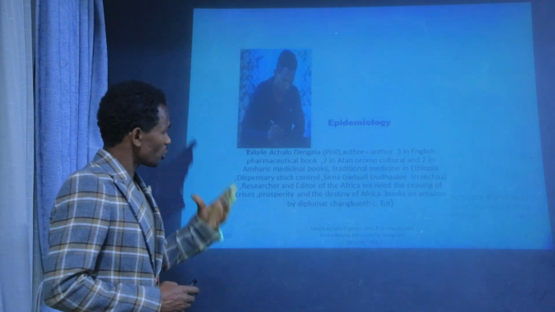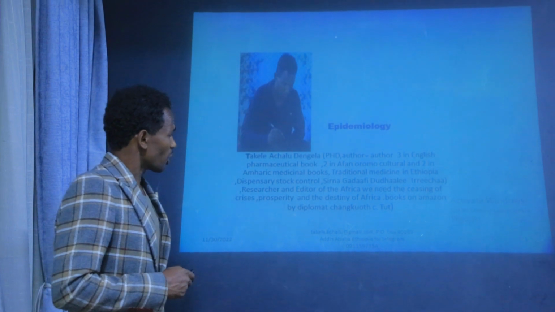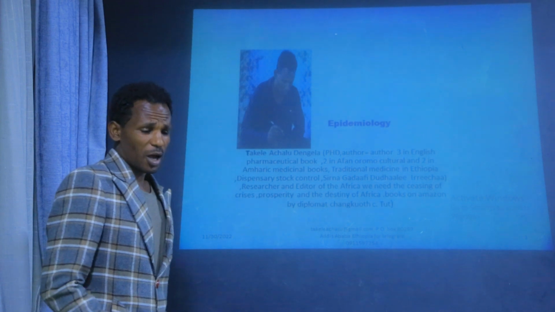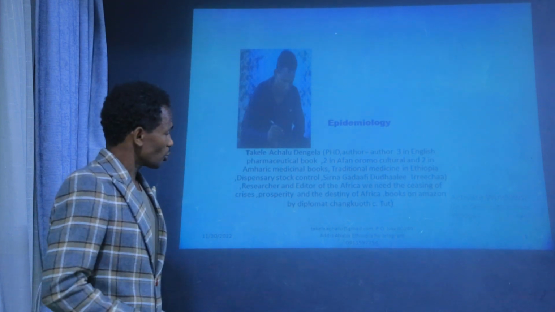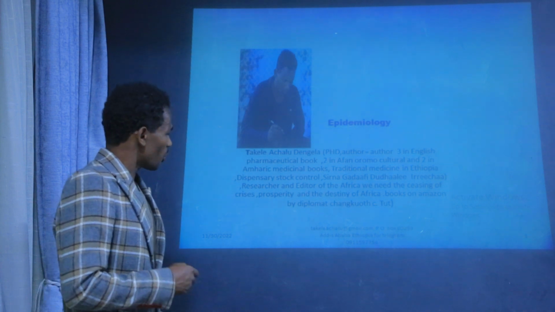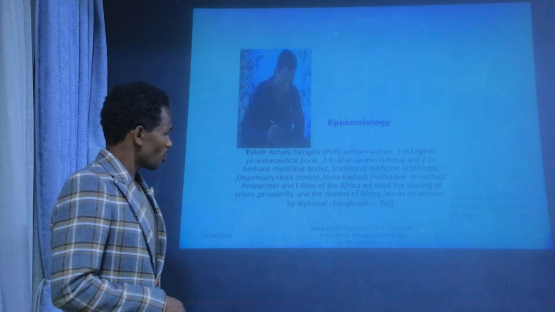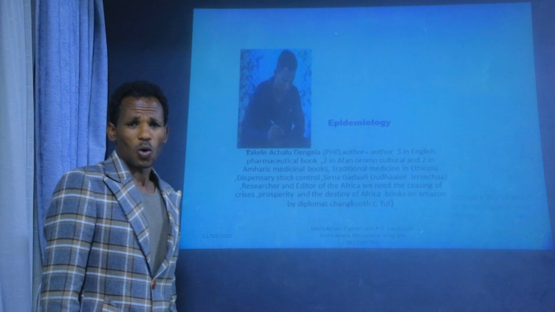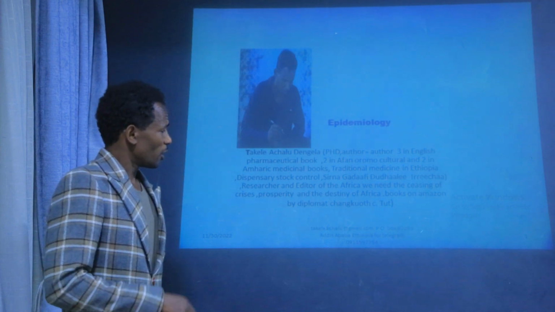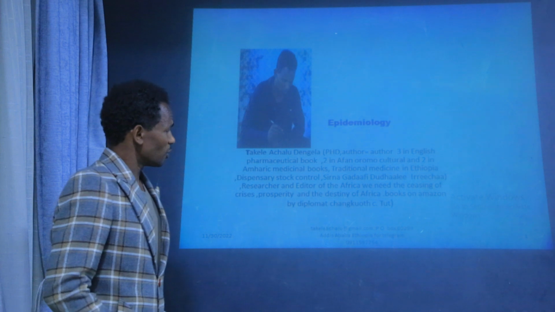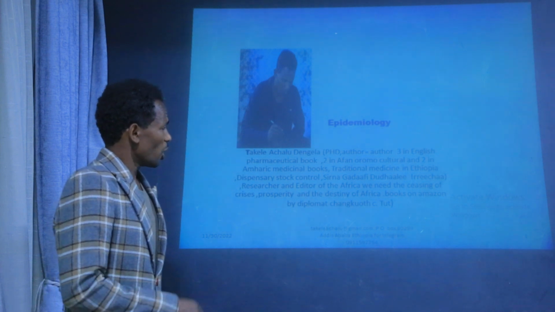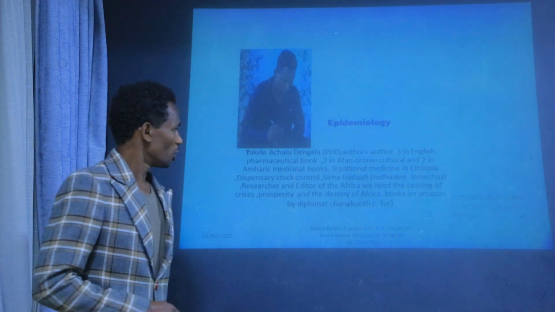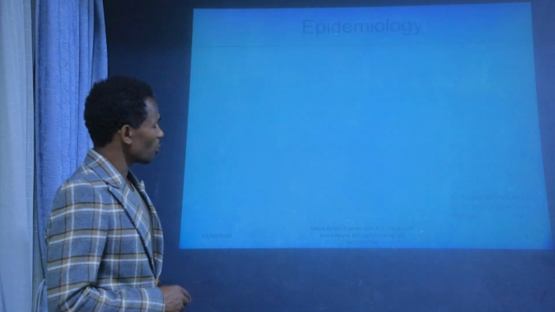The word epidemiology originates from three Greek words: epi, demos, and logos. Epi means upon or on or before. Demos means population or district, and logos means study or doctrine. Mathematically, epi plus demos plus logos equals epidemiology. So that is all about the meaning of epidemiology.